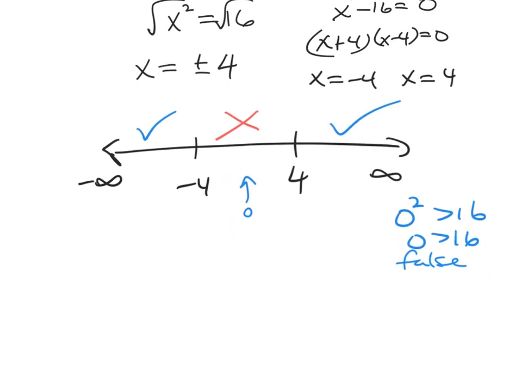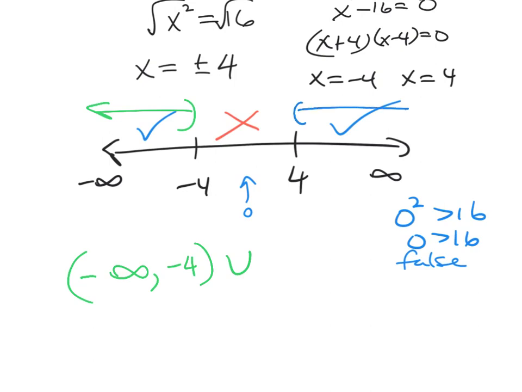So again, we're going to write it compoundly with the U. So over here, this is going to be the parentheses going this way. So this will be negative infinity up to -4, unioned with this side. And this would be from 4 to positive infinity, both parentheses.